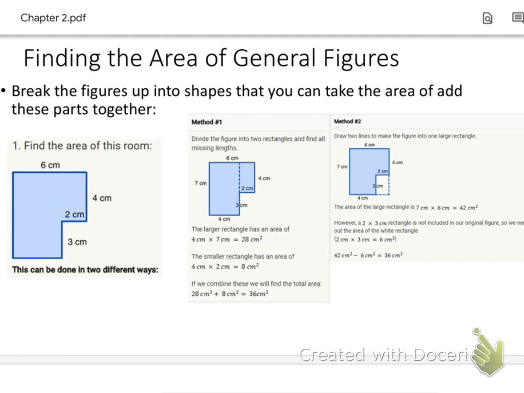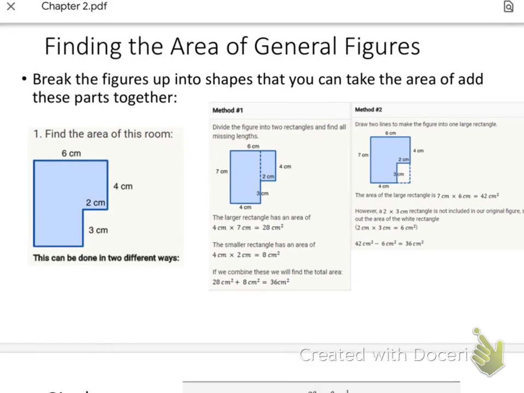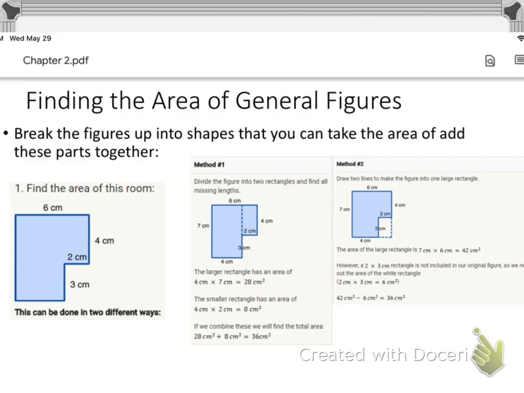Okay, so here you're going to find the area of a general figure, and to do that, you're going to break it up. So method 1, you can take this shape and break it up by drawing a perpendicular line right there. Or instead, you could add to this shape by adding that, and then subtracting away the piece that you don't really have. So check out these methods. They're kind of fun to work with and be able to find the area of an irregularly shaped figure.